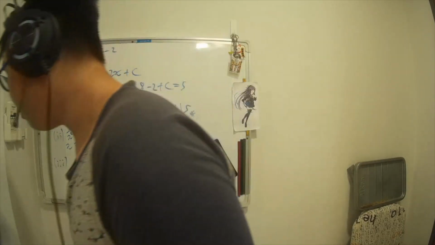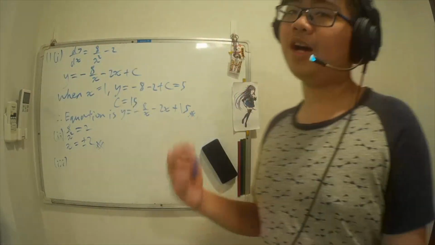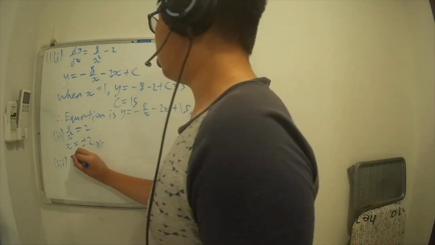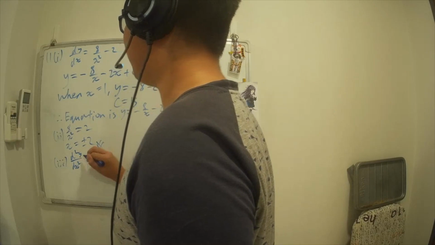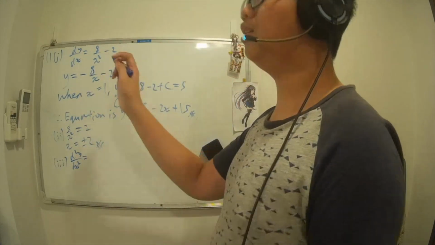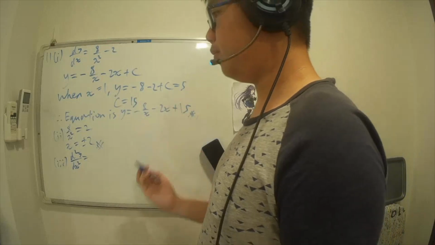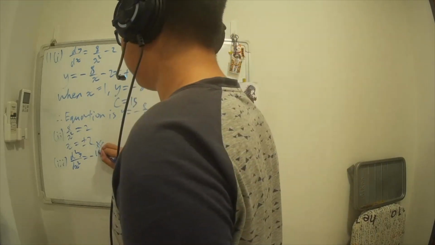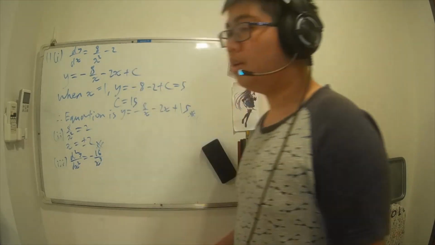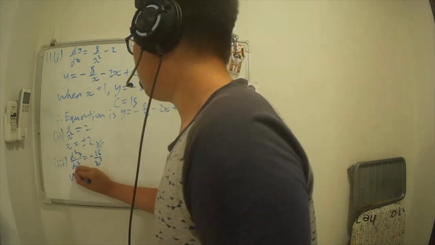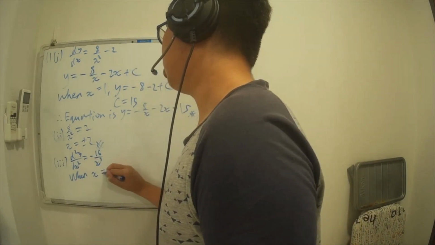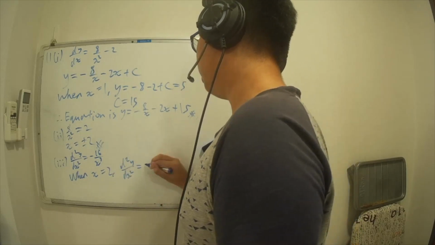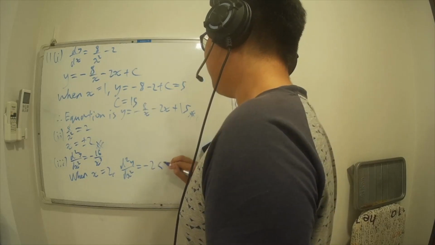Okay, part 3, find these. I'm not going to show you because it's just find the second derivative and then determine the nature of the stationary points. So d squared y over dx squared should just be equal to, yeah, negative 16 over x cubed. Okay, so when x is equal to 2, d squared y over dx squared equals negative 2, which is less than 0.